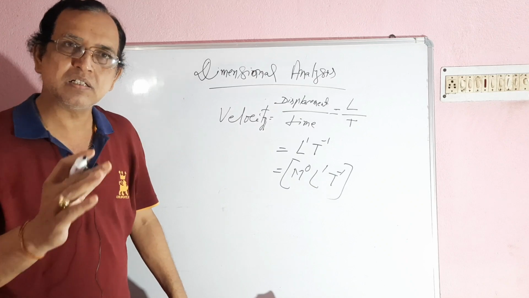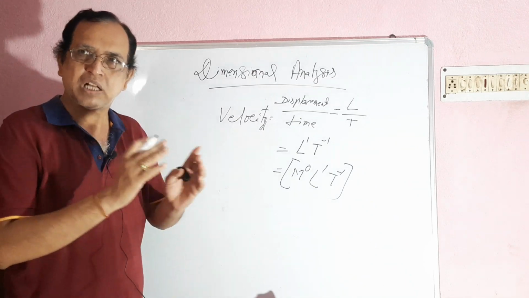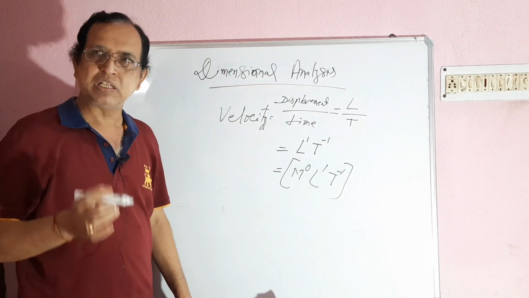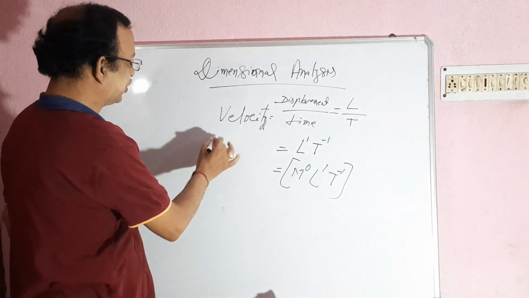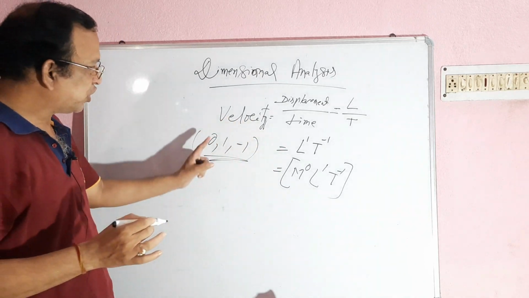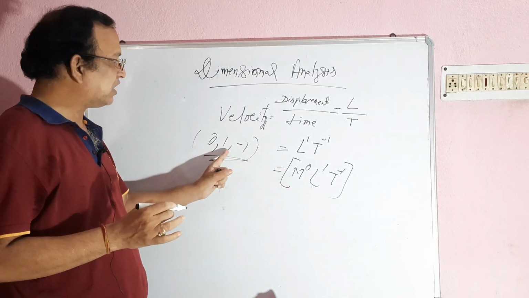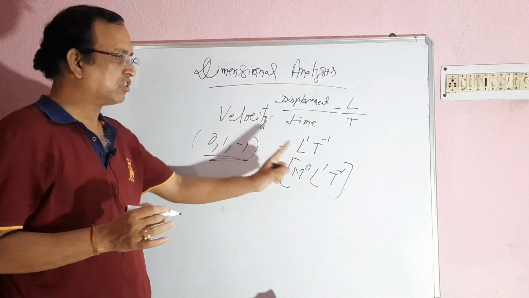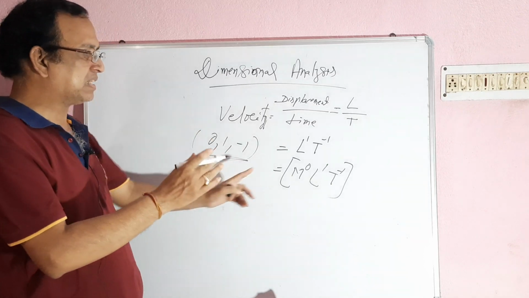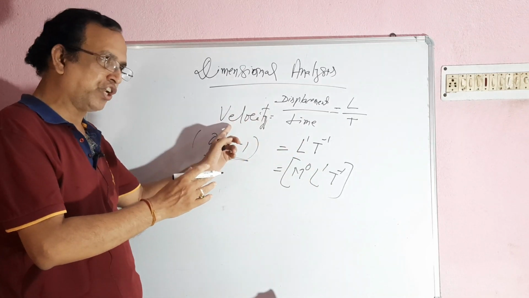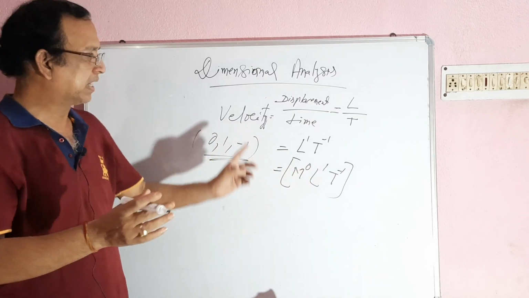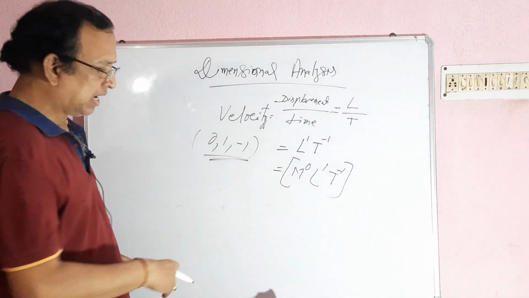So what are the dimensions? Dimensions are 0, 1, minus 1. So 0 is the dimension of mass, 1 is the dimension of length, minus 1 is the dimension of time. So the dimensional formula is M0 L1 T minus 1 for velocity. Dimensions are 0, 1, minus 1 for mass, length, time respectively in the case of velocity. Okay, now another example.